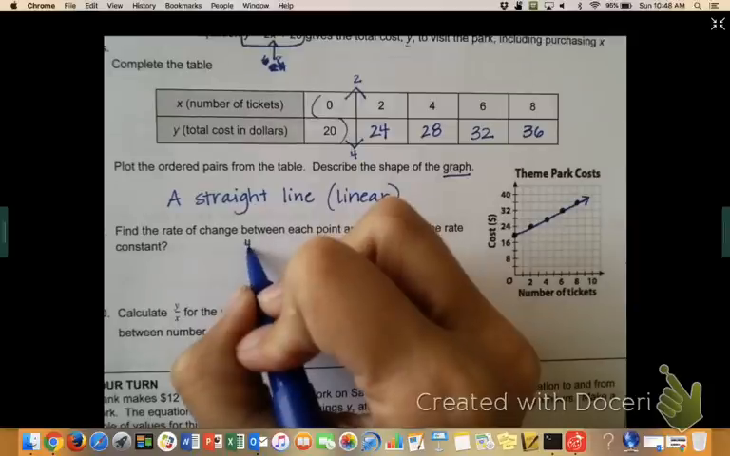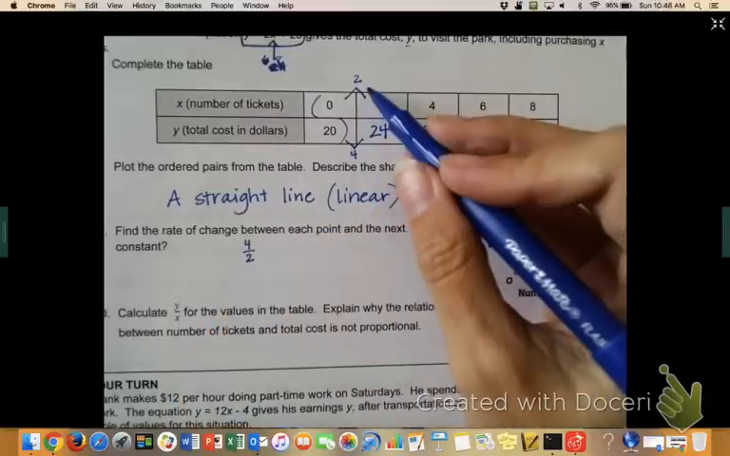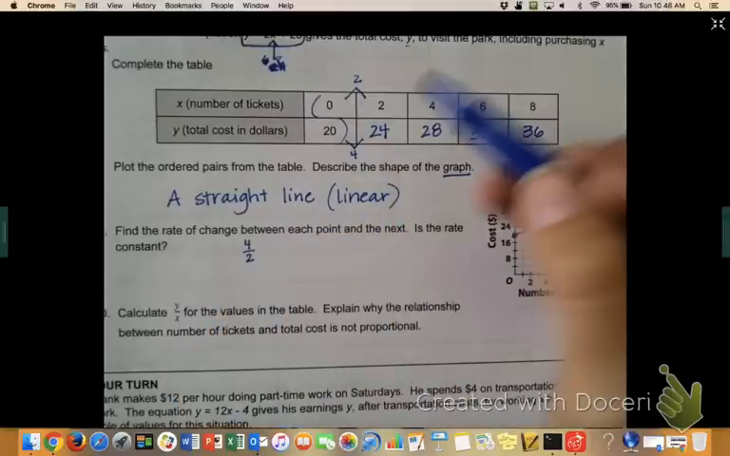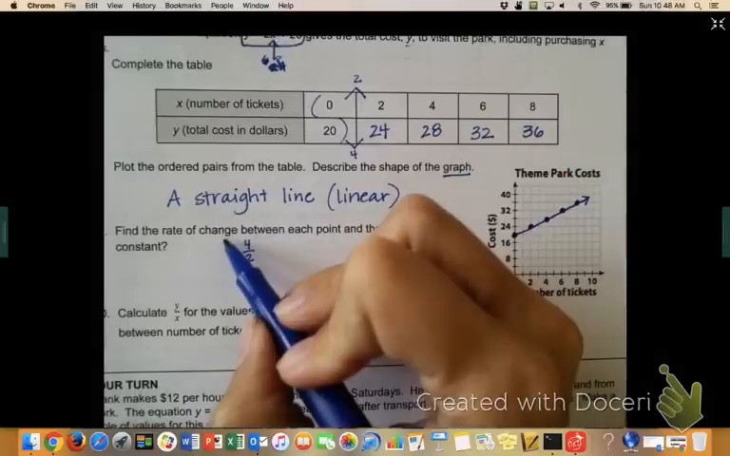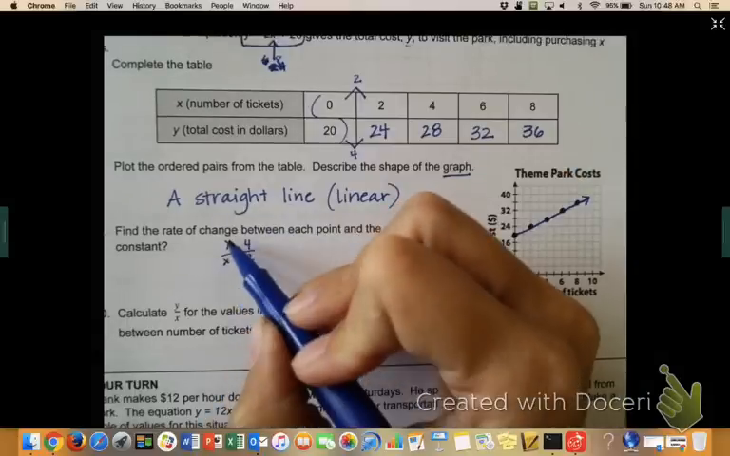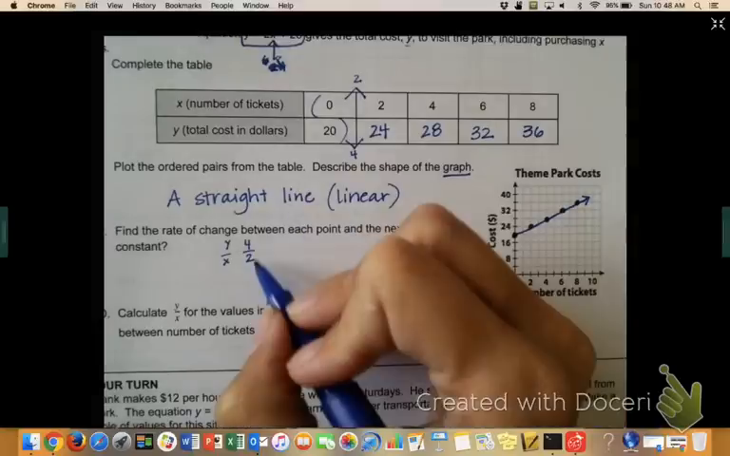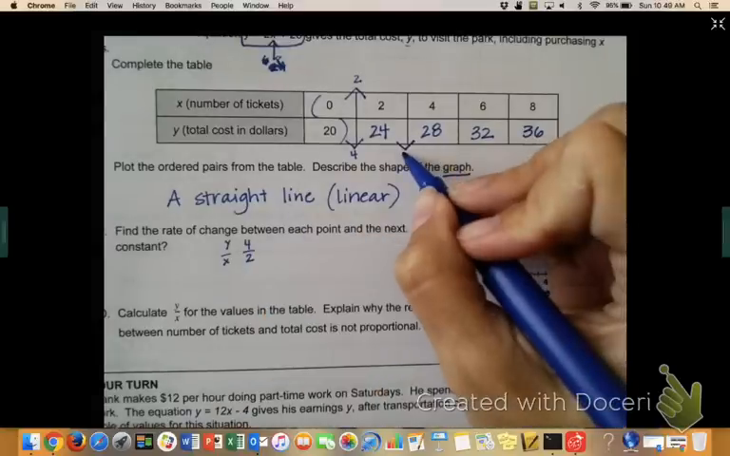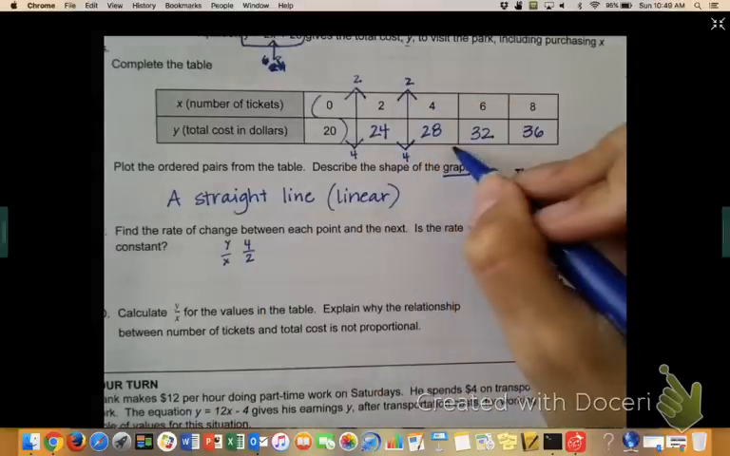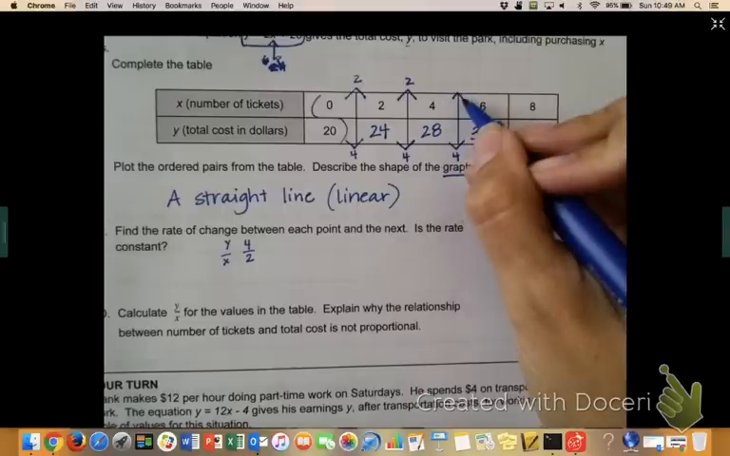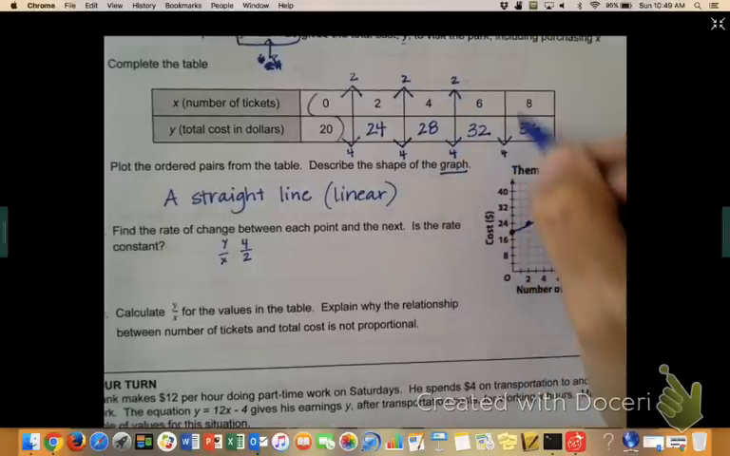So 4 per 2, and remember, you flip it. We've learned that in lots of other videos. You always put your y's on top over your x's. So my y's over my x's, my rise over my run. So 4 per 2. From here to here, it's another 4 per 2. From here to here, it's another 4 per 2. And then from here to here, it's another 4 per 2.